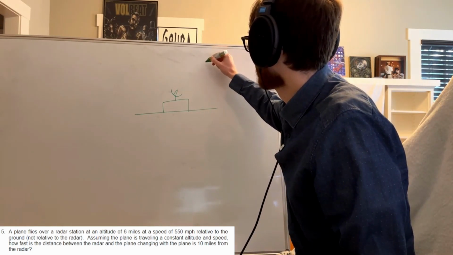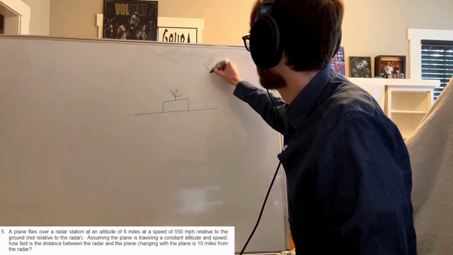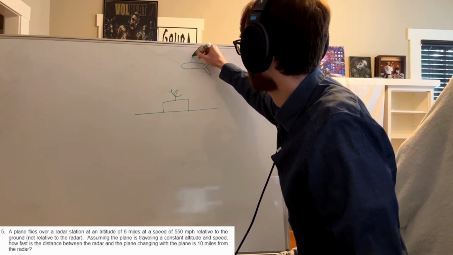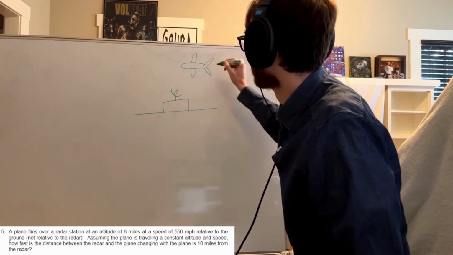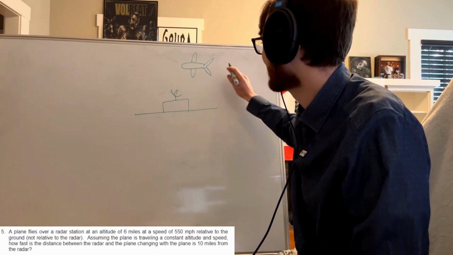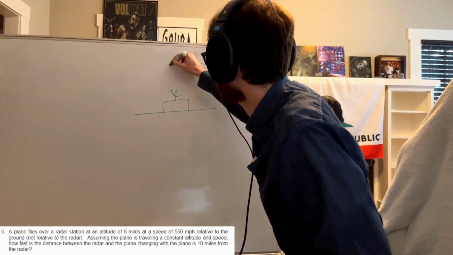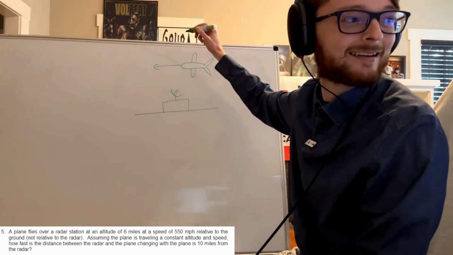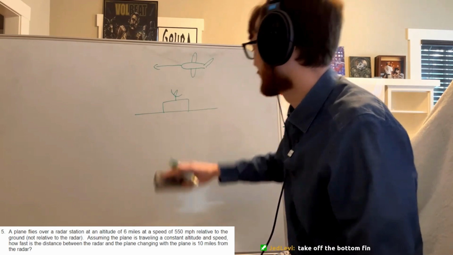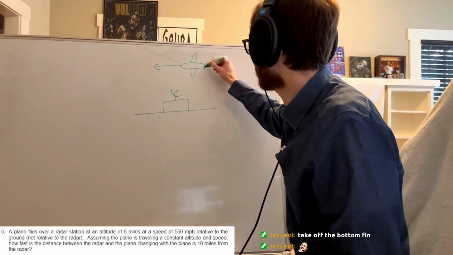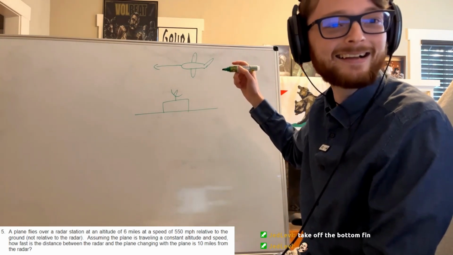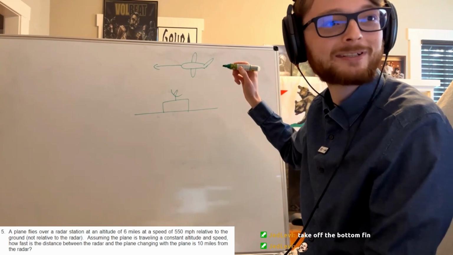Oh god, how do I draw an airplane? It's gonna be a fish, and you guys are just gonna have to deal with that. Okay, my best airplane. Wait, do planes even have a tail like that? I can't remember what a plane looks like now. Take off the bottom fin? Okay, that does look more like a plane. There we go. I guess my mind just went to fish.